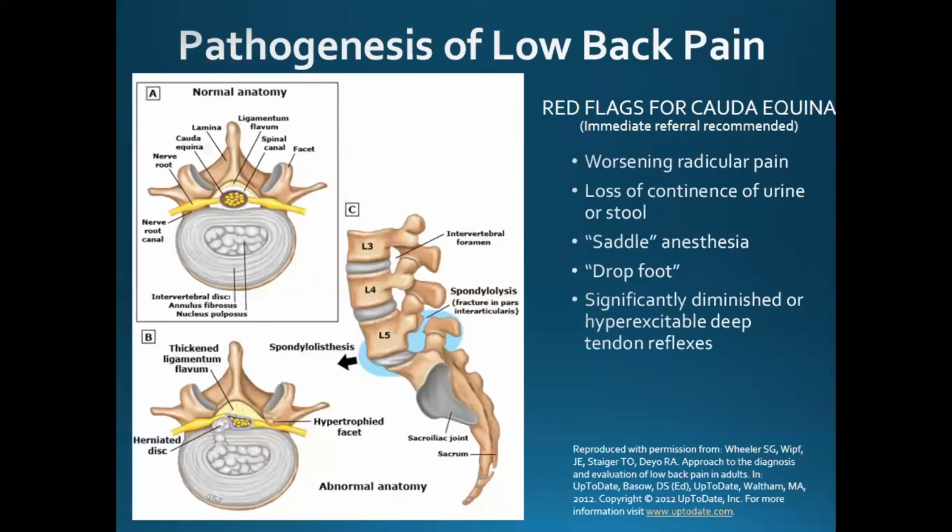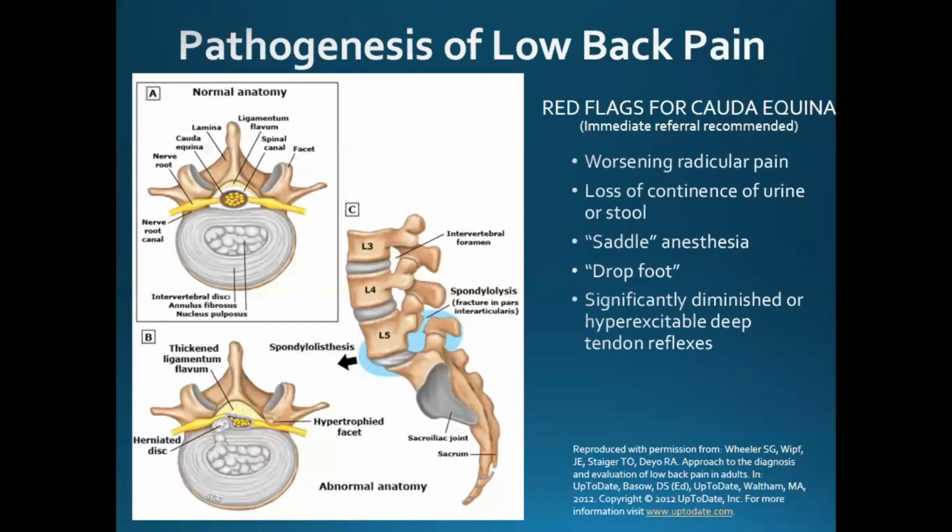All right. Here are your red flags. Worsening radicular pain. That's pain shooting down your leg or your arm. For cauda equina, it would be leg. Loss of control of your urine or your bowel. That's a big one. Or if you can't pee. So if you have really bad urine retention.